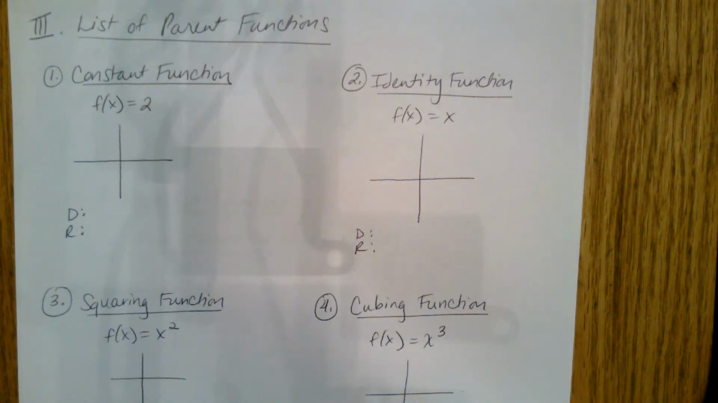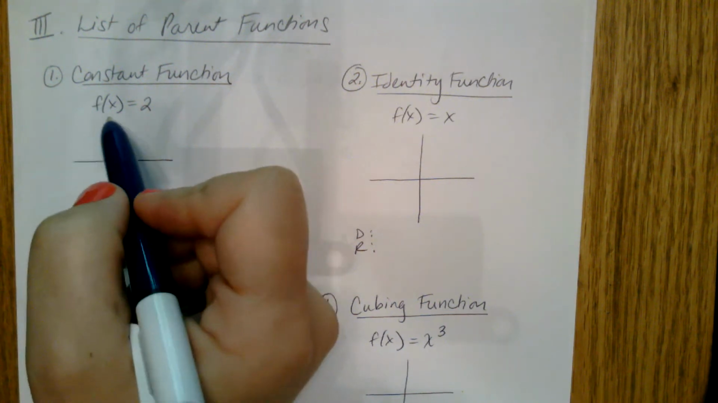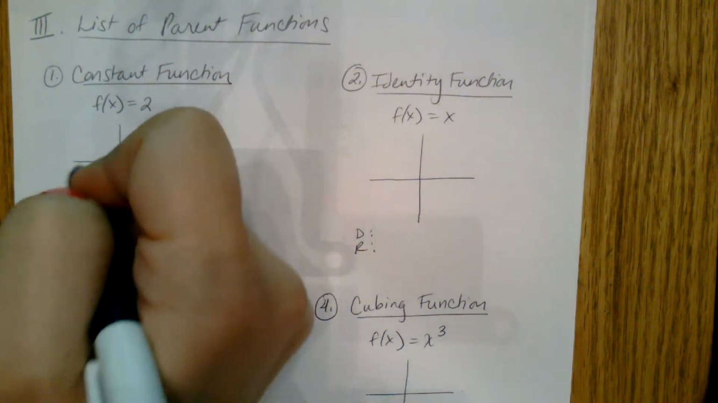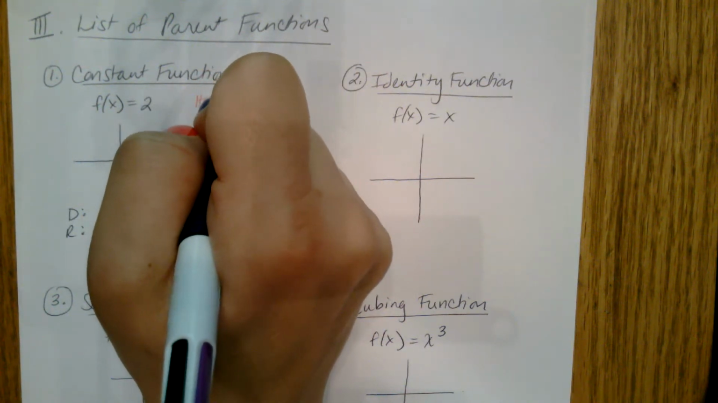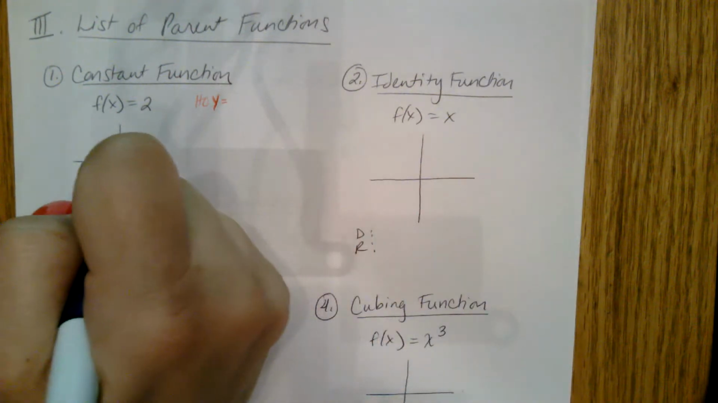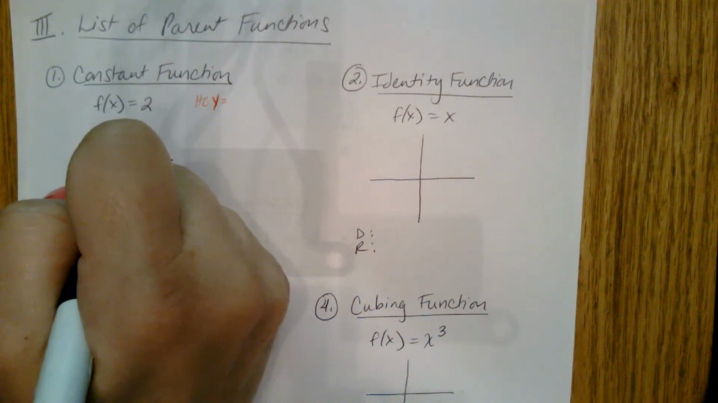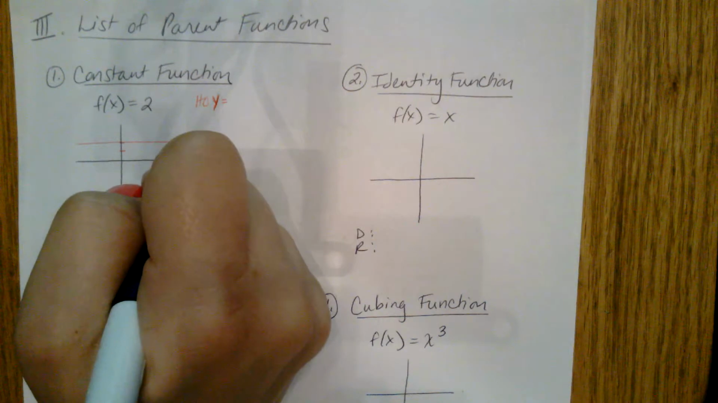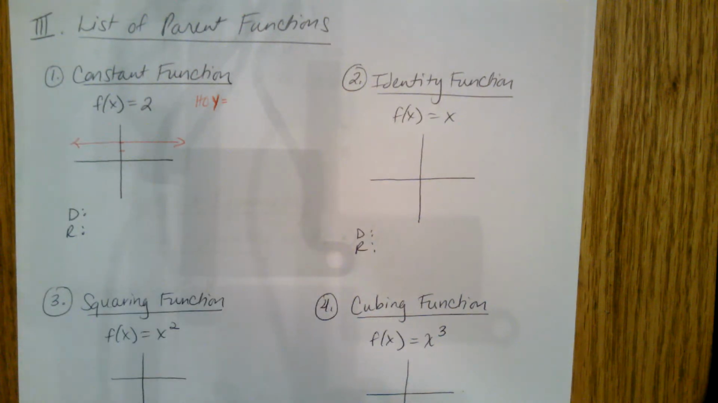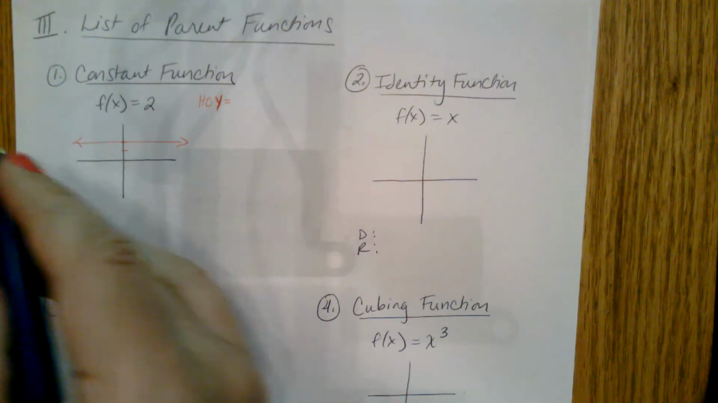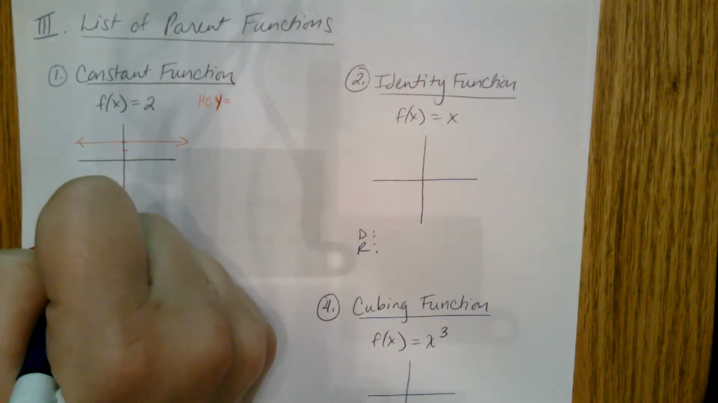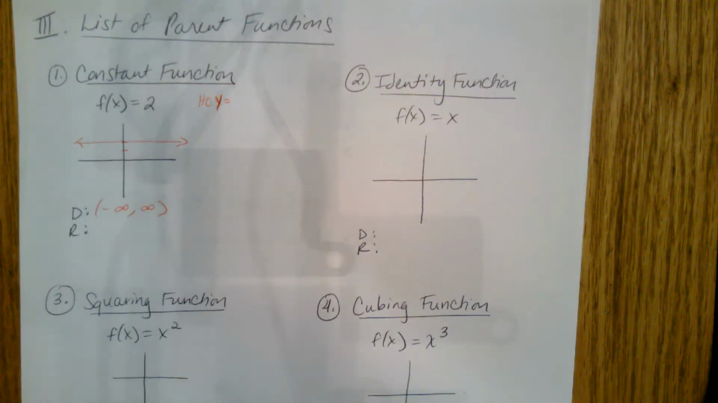Let's start with the constant function, y equals 2, or f of x equals 2, or f of x equals a number. If it is y equals a number, then it is a horizontal line right there. So if it says f of x equals pi, it would be a horizontal line at pi. What's the domain? How wide is this picture? Well, this is going from negative infinity to infinity.